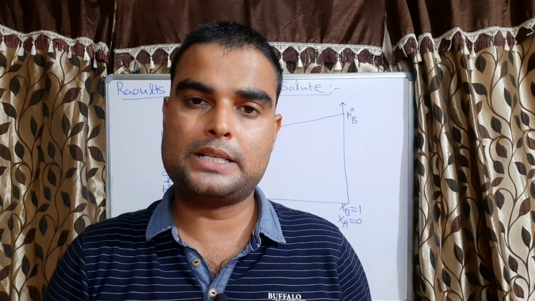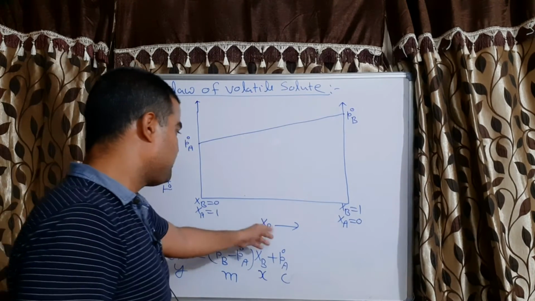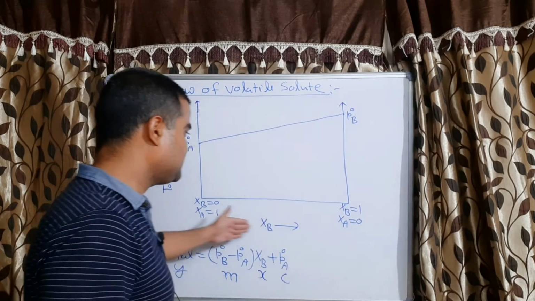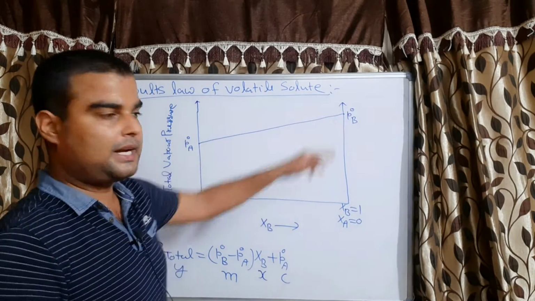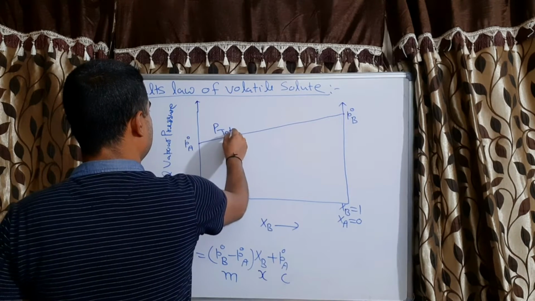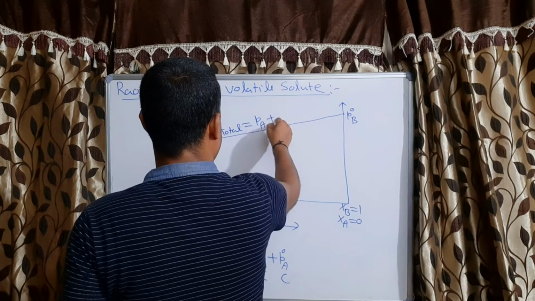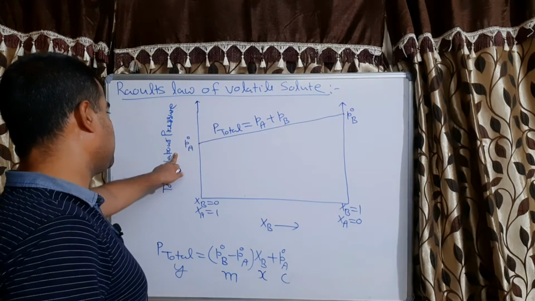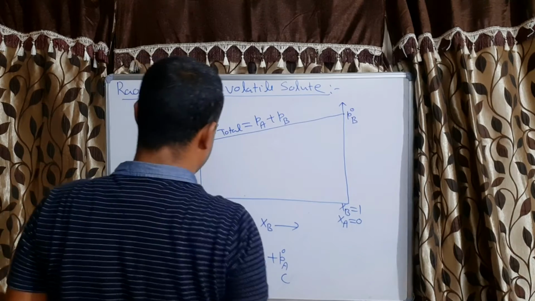So the total vapor pressure will increase. And here also it is the same thing. As the mole fraction of the component B, meaning solute, is increasing, the total vapor pressure is also increasing, correct? So this is P total, and that will be equal to PA plus PB, because this is the graph of total vapor pressure, correct? So this is total vapor pressure and that is equal to PA plus PB.